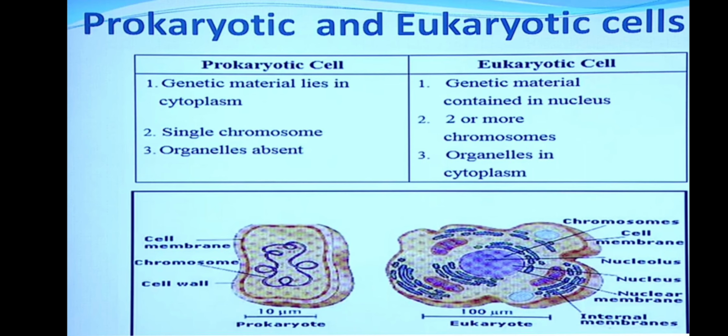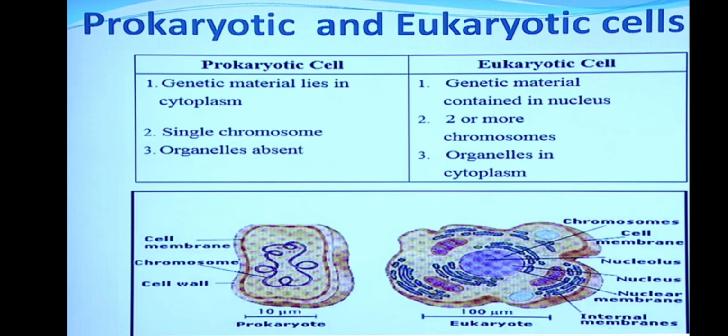And what is a eukaryotic? What is the meaning of eukaryotic? Eu means true and karyotic means nucleus. So eukaryotic means true nucleus. Okay, the meaning of true nucleus is surrounded by well developed nuclear membrane. Okay, in eukaryotic cell, nucleus is surrounded by a double nuclear membrane.